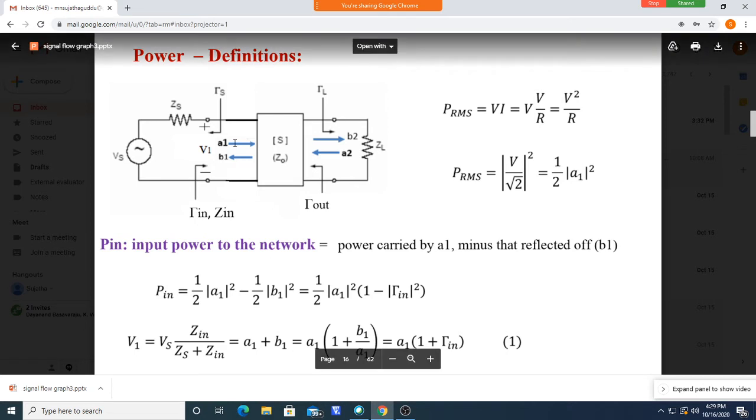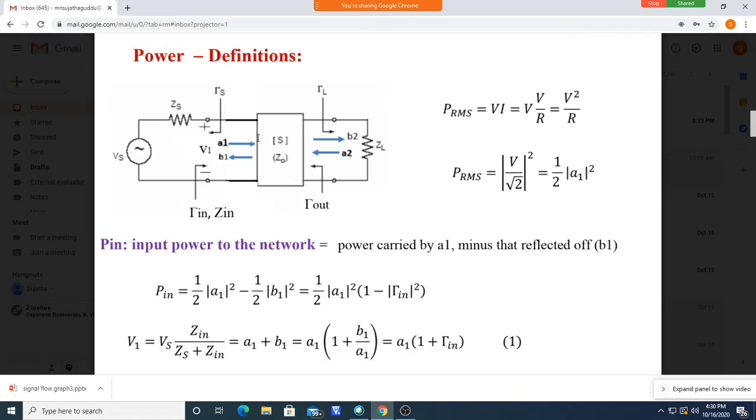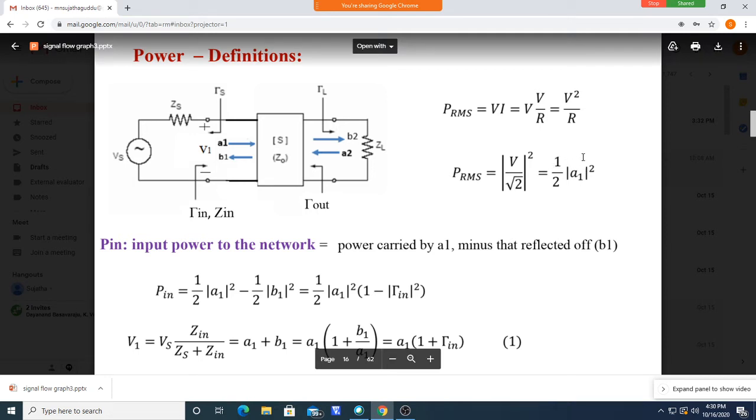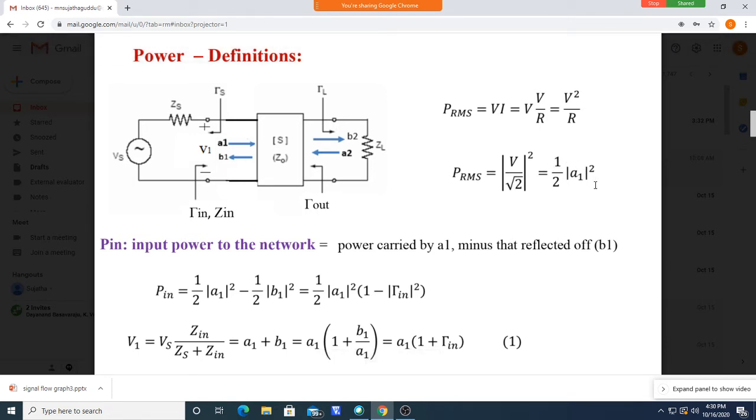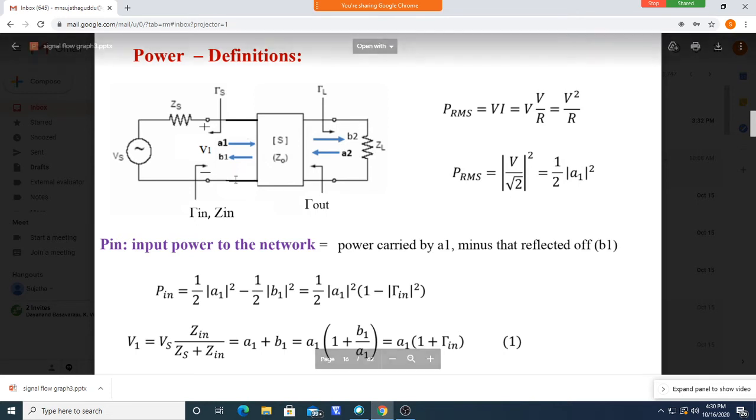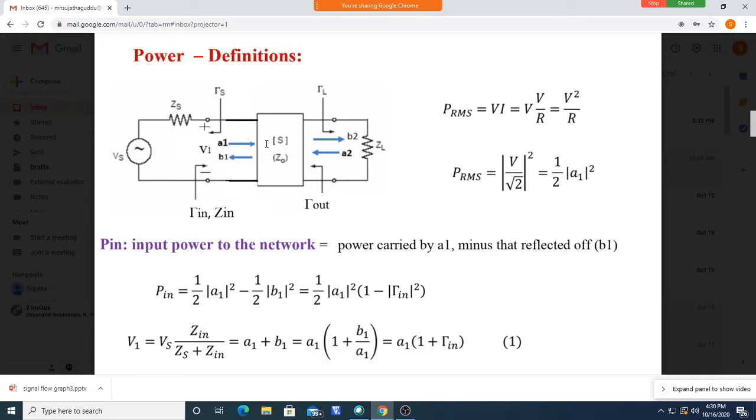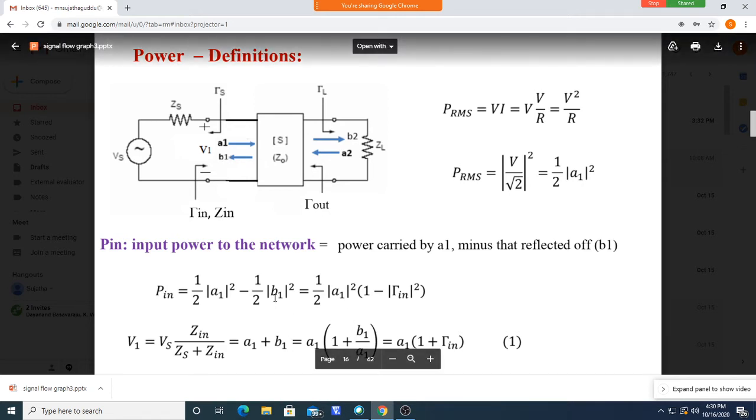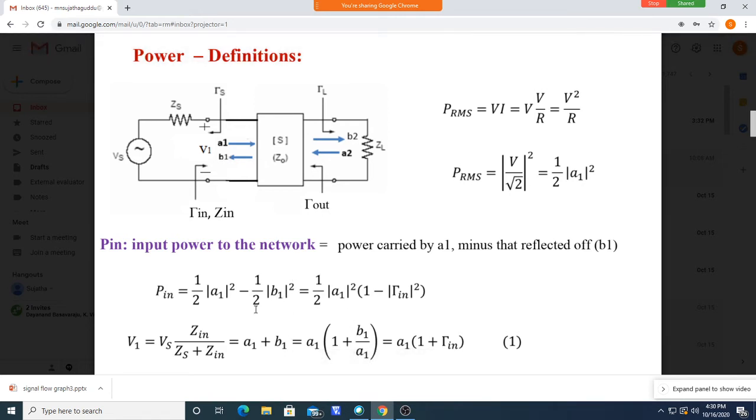This is the power in A1. A1 is a wave. Power in A1, incident power, is this value. What does it represent? It represents the power of this wave A1 incident to the network. Out of that, a part will be a reflected wave. So you find the power of this. What is the power in B1? That is B1 magnitude square, 1 by 2 B1 magnitude square. We will be getting the power in this outgoing wave.